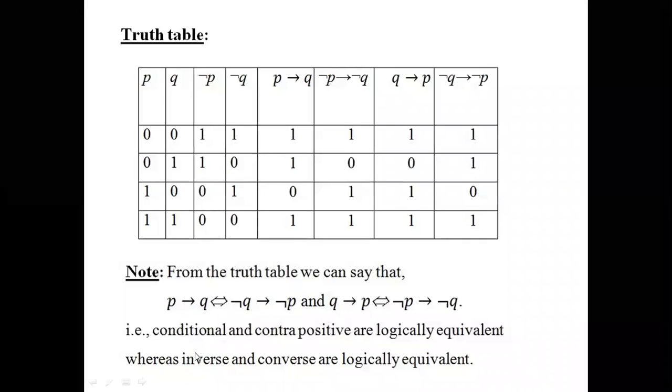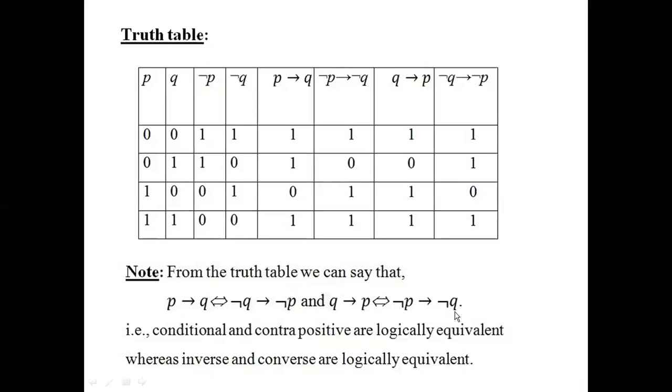Let me repeat the same thing. P conditional Q gives us the conditional. Negation Q conditional negation P gives us the contrapositive. We observe they have the same truth values, so they are logically equivalent to each other. Then we have Q conditional P, which is the converse of the given conditional. It has the same truth value as negation P conditional negation Q, which is the inverse of the given conditional. So converse and inverse are logically equivalent to each other.